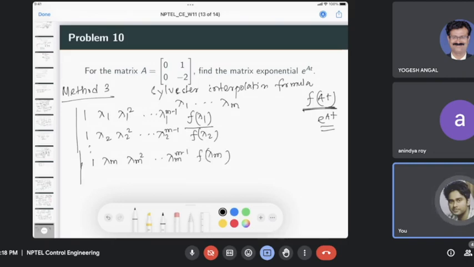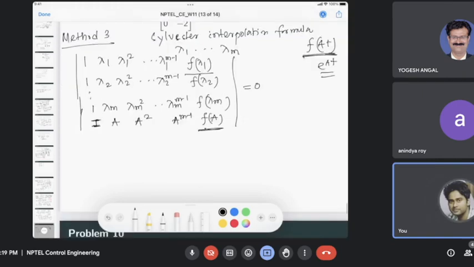In the last row we put I, A, A square, up to A to the power n minus 1, and f of A, and set this determinant equal to 0. Then we solve for f of A. So for this simple case, we want f of At, which can be a function of time also, lambda t.